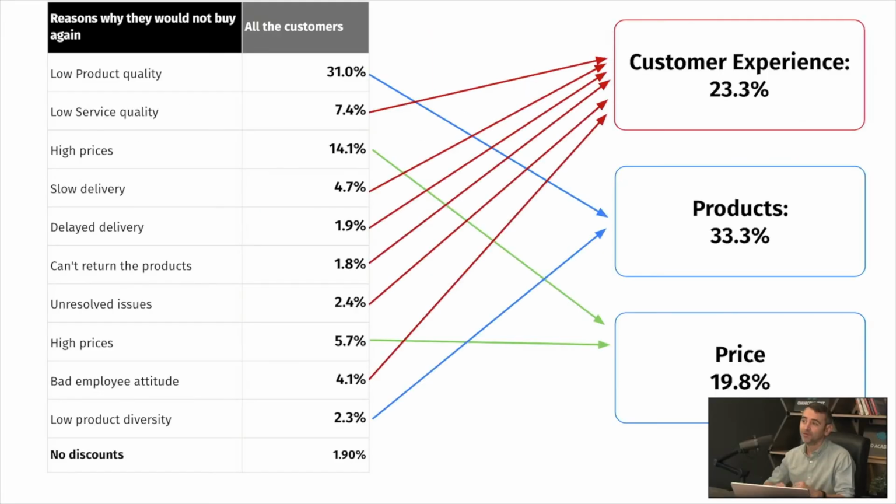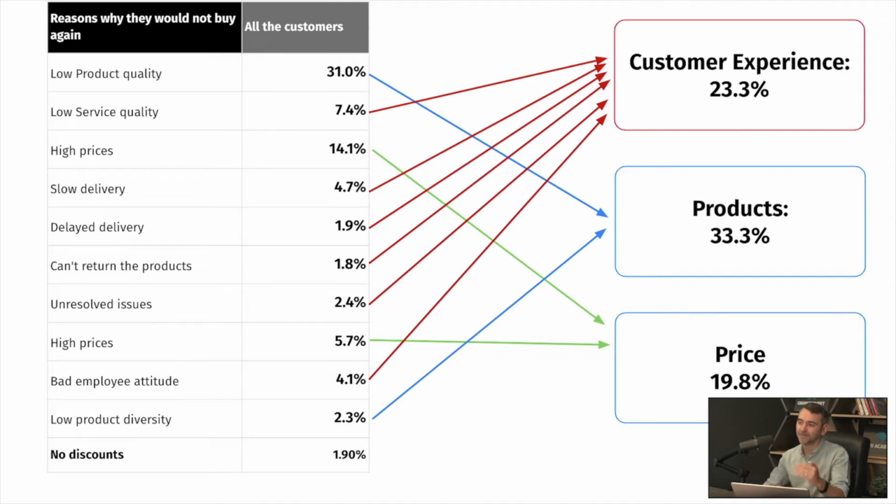You need to do the same thing with the post-delivery NPS. So you need to look at things like low product quality, low service quality, prices, slow delivery, and so on. And you need to group those issues into customer experience issues, product issues, and price issues. Customer lifetime value is a company-wide measure of success. So NPS is helping you to fix things on the acquisition side, on the retention side, on the product assortment, or on the customer service team's end.